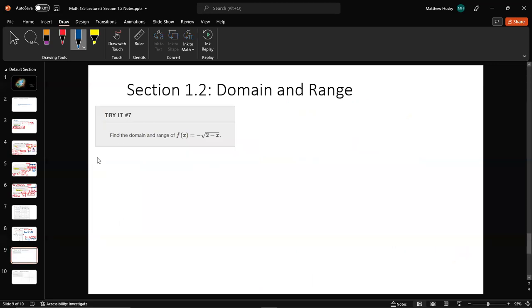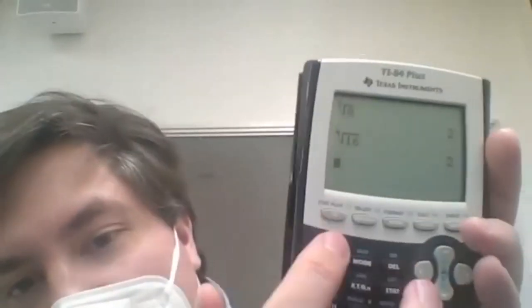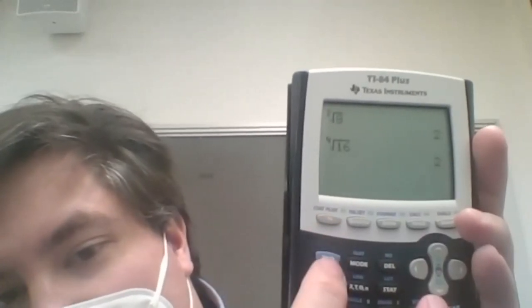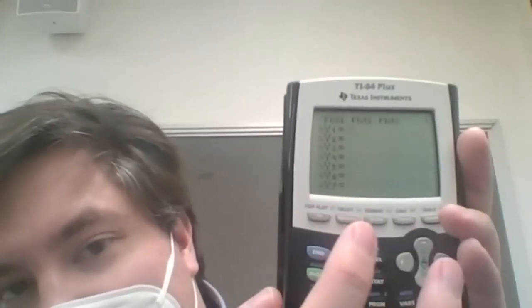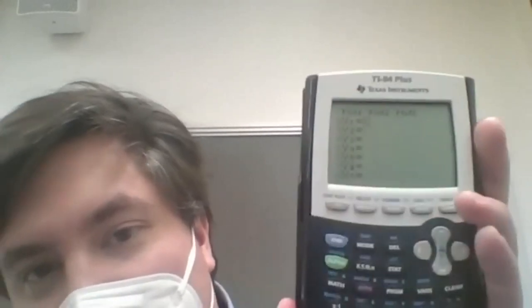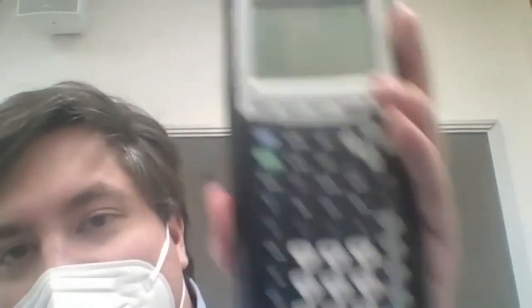So here they say, find the domain and range of f of x equals negative square root of 2 minus x. So what we are going to do is graph this function. If you've got a graphing calculator, turn it on. Up here there's a y equals key, right above second. In the very first one there is where we will graph it. The equation was negative, so you use negative right here.